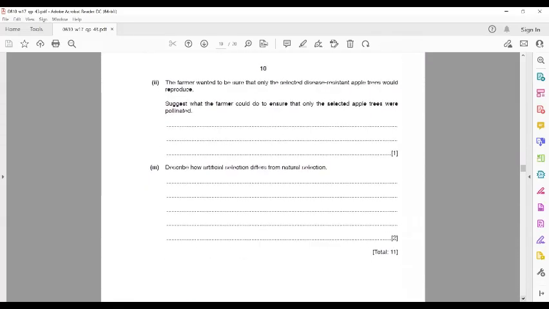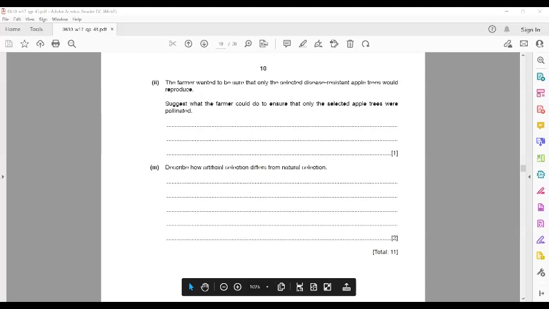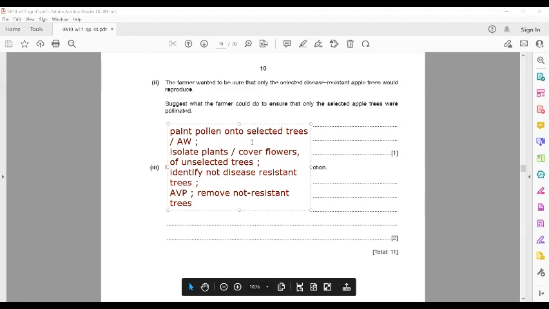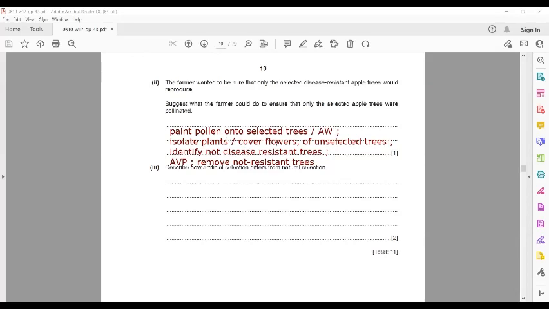The farmer wanted to be sure that only the selected disease-resistant apple trees would reproduce. Suggest what the farmer could do to ensure that only the selected apple trees were pollinated. You can use any of these answers, but it has one mark, so just use one. You can paint pollen onto selected trees or isolated plants, cover flowers of unselected trees, identify not disease-resistant trees, and then remove those trees from that area.